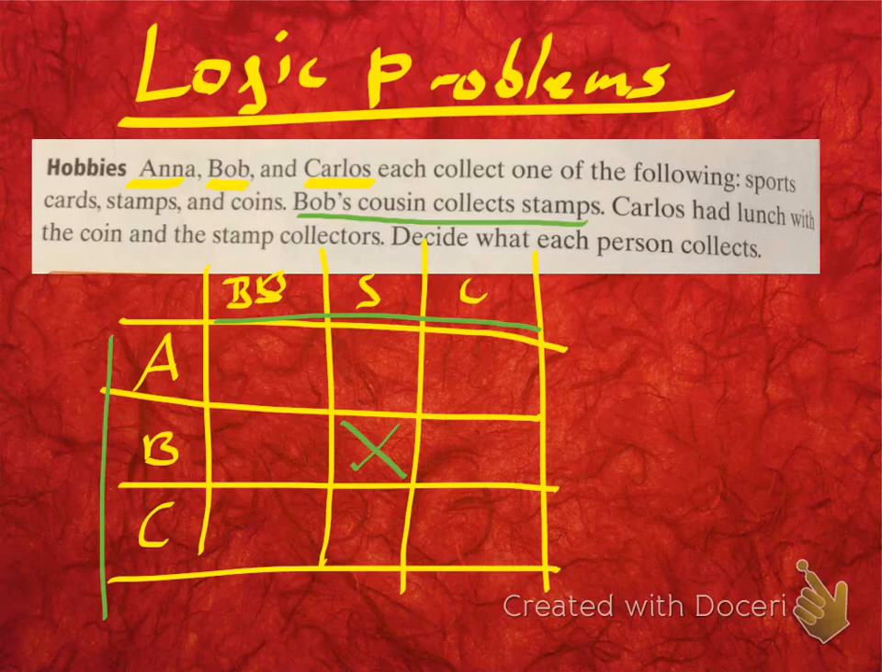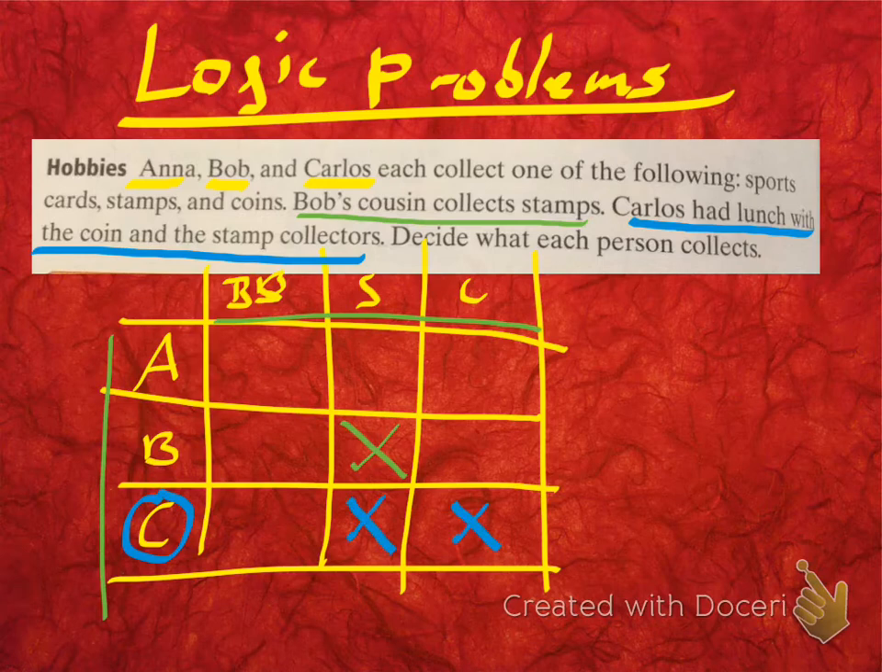Now, Carlos had lunch with the coin and the stamp collectors. Again, this is one of those sneaky clues, which is basically saying, if Carlos had lunch with the person that collects coins and with the person that collects stamps, that's not him. He could have lunch with himself, but they don't try to be sneaky like that. So Carlos is not the coin collector because he had lunch with the coin collector, and he's not the stamp collector. And so the only choice for what Carlos collects is the sports cards, or the baseball cards.